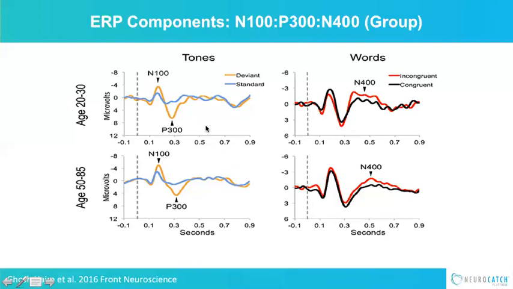Now, let's look at them again, but let's change the age. So let's look at healthy adults aged 50 to 85, and do exactly the same thing. First of all, our baseline is flat. These are tones. And at the time the tone onsets, you see this early positive peak, this P100. Then you see this N100, and it's bigger for the louder tones than for the tones that are not so loud. And that goes into this P300.